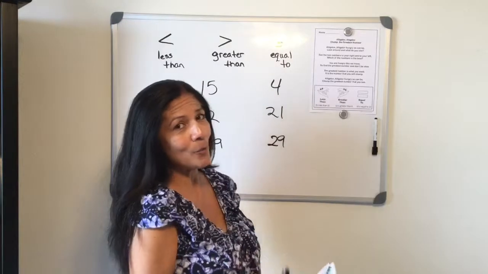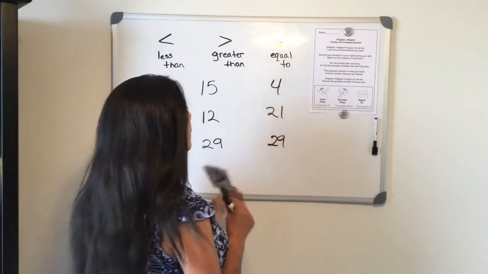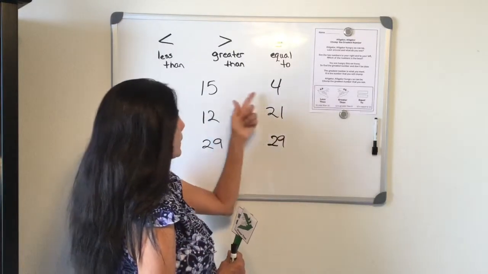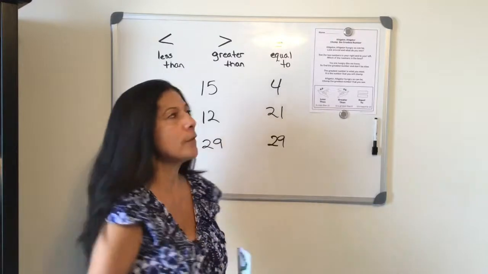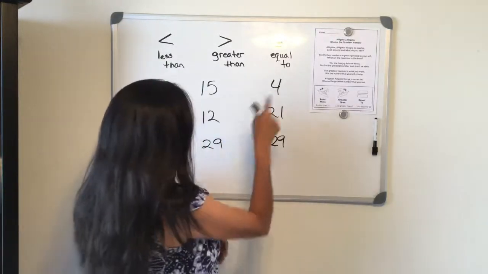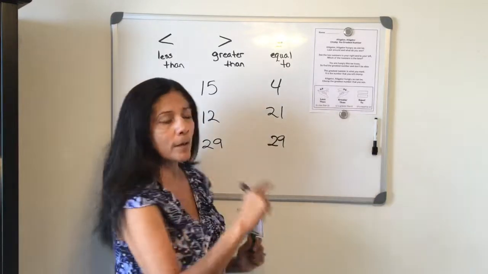All right, this time I'm going to test you. I have some numbers up here and I want you to think about which symbol you're going to put between the two numbers. So let's take 15 and 4. Think about which symbol. Also think about the number line. Which symbol is going to go in here? I'm going to give you a second to think about it and then I'll come back to it.